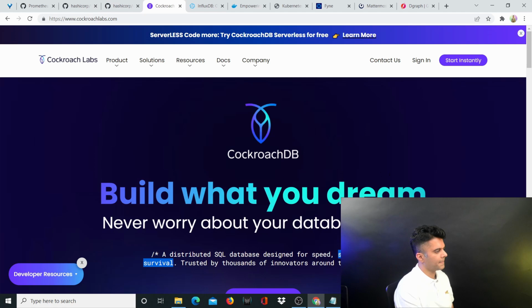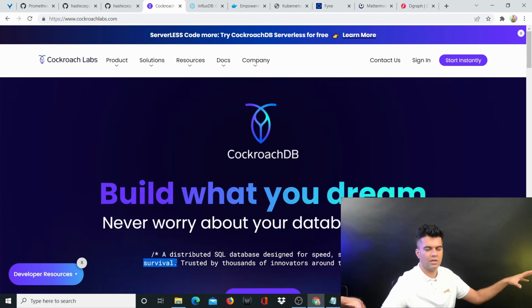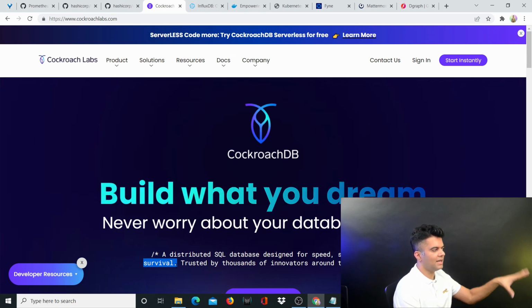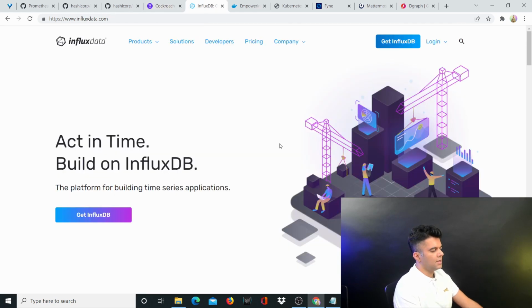The fourth one is CockroachDB. So the reason they've named it Cockroach is that it's extremely reliable and extremely persistent. It keeps coming back. And so that's why they say they've built it for speed, scale, and most importantly, for survival. It's a distributed SQL database that keeps coming back. It's completely built with Golang. Very effective technology, for mission critical applications, this is the one that you should be choosing. Then comes InfluxDB.